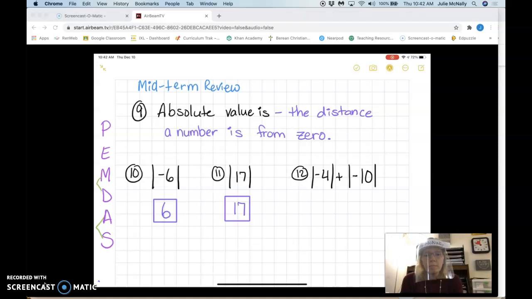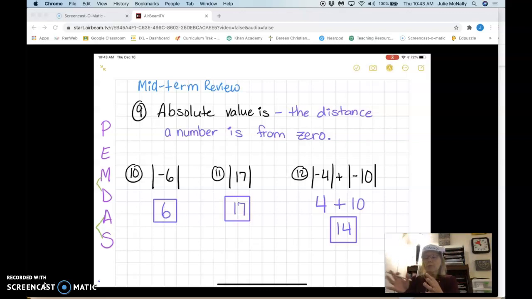This one is a little trickier. Okay. So the absolute value of -4 is +4 plus -10, which turns into +10, equals +14. Correct. So what we did was we had to take the absolute value bars off before we could add this problem, because each number has its own bars, okay?